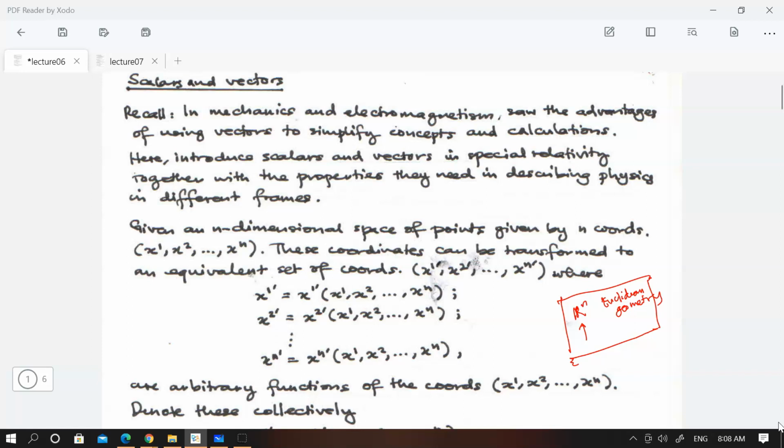Okay, so in this particular case, we are thinking of the n coordinates given by x1 until xn, and this is not necessarily the Cartesian coordinates. It could be something much more general than that. These coordinates will usually be transformed to another set chosen by another observer.